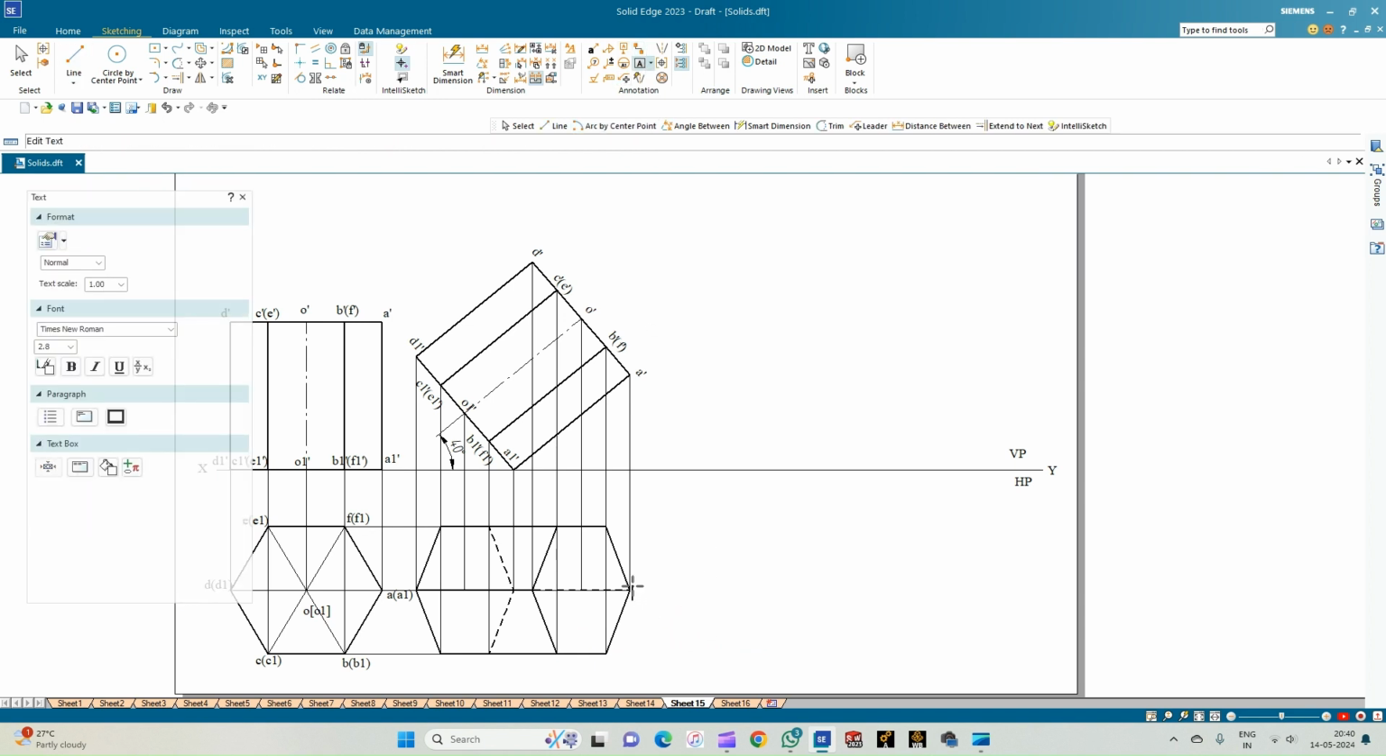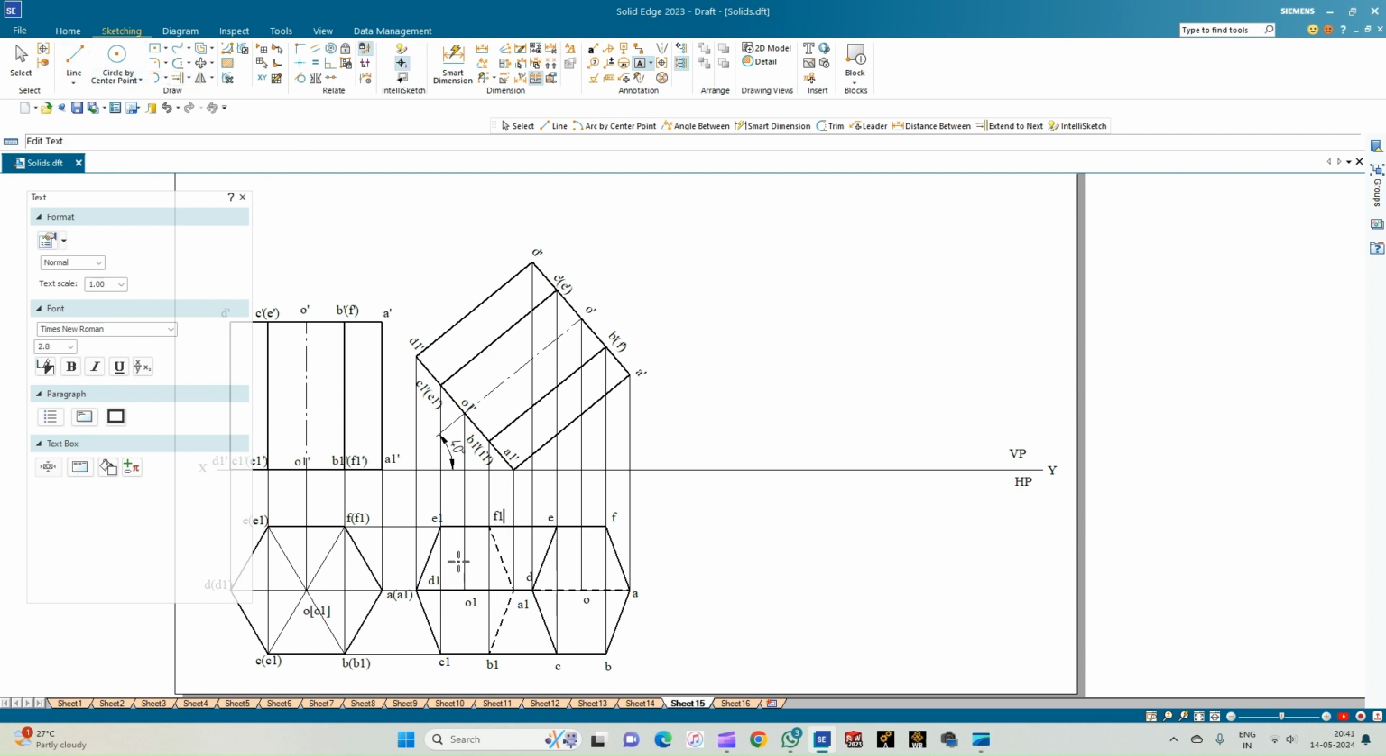Now let us annotate this. So this is the corner A, corner B, corner C, corner D, corner E, corner F, corner O, sorry, the axis point O, and this is the axis point O1, and then this is A1, corner B1, C1, D1, E1, F1.